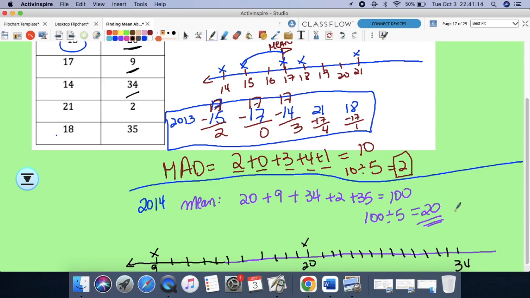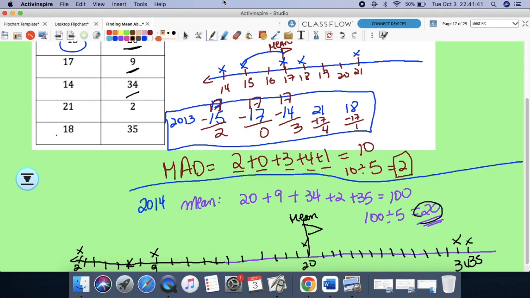You don't have to do this number line. I'm just showing. I forgot, there's a 2. 9, 8, 7, 6, 5, 4, 3, 2. Right here, there's a 2. And then there's a 35. What is our mean? Our mean was 20, right? So I'm going to put a flag and write mean.